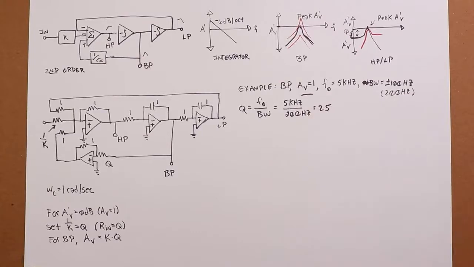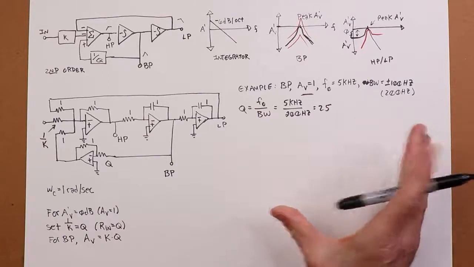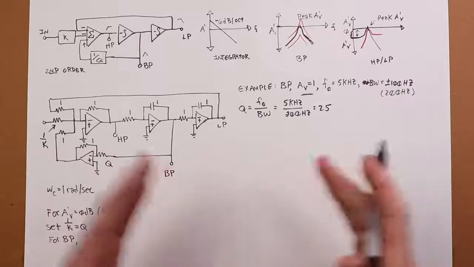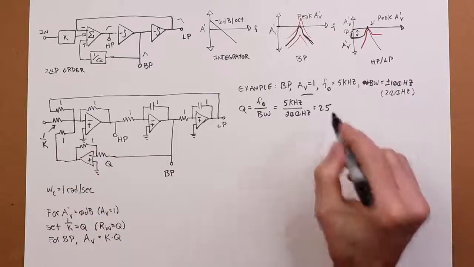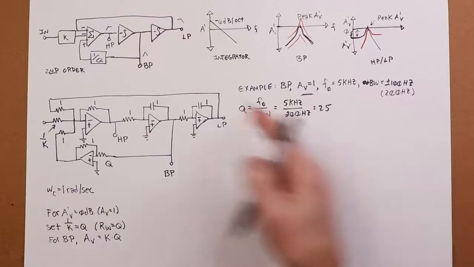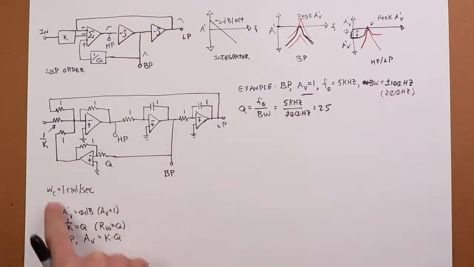Now that's a fair size value, and we probably wouldn't want to do that with something like a multiple feedback filter. Certainly wouldn't want to try to create that with a high pass, low pass filter being cascaded. We want a nice resonant sort of circuit for this. Okay, so now that we know that, the first thing we're going to have to do is our frequency scale.